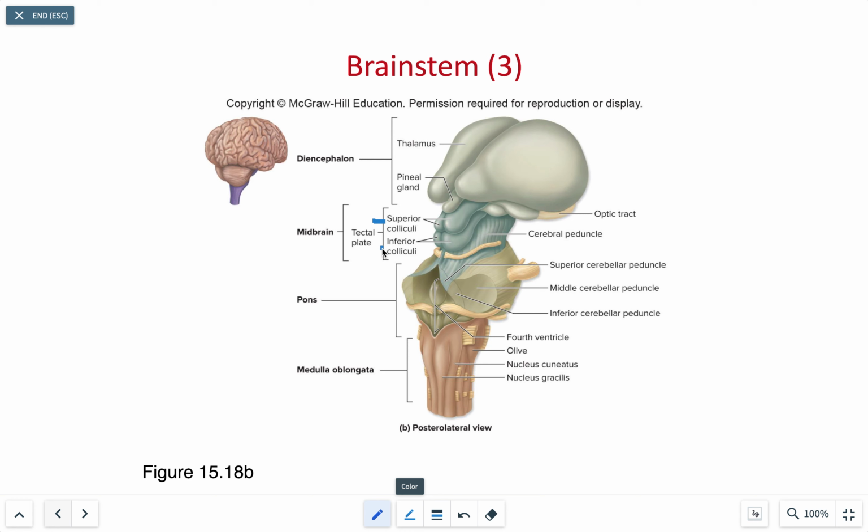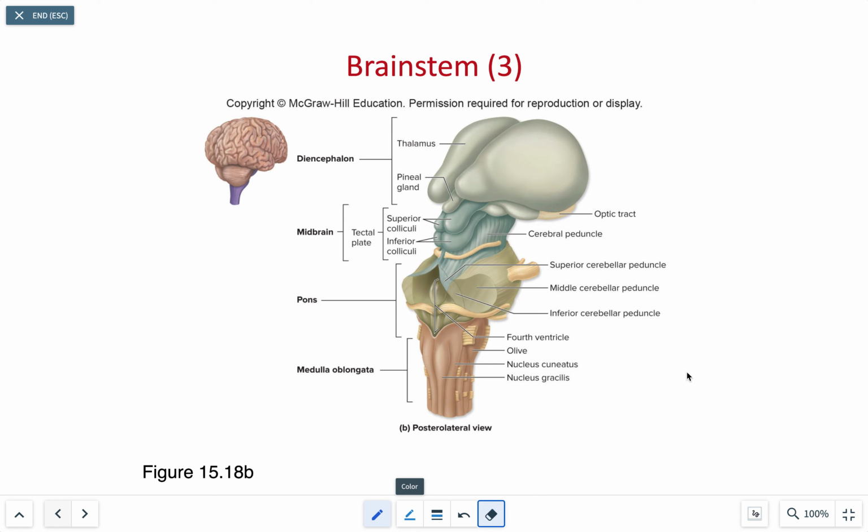The next structure in the midbrain is called the inferior colliculi. These are the auditory reflex centers, so this area is going to control the turning of the head and eyes to such things as loud sounds or noises.